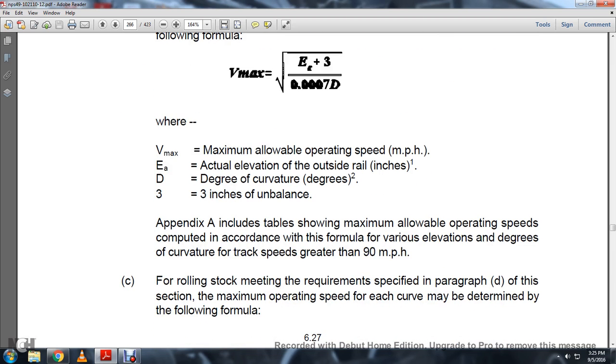Appendix A includes the table showing the maximum allowable operating speeds computed in accordance with the formula with the various elevations and degrees of curvature for track speed greater than 90 miles an hour.